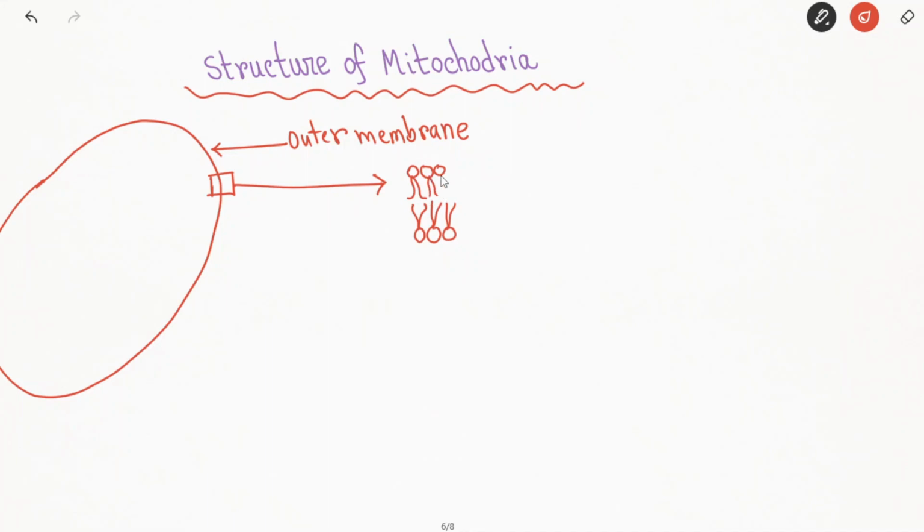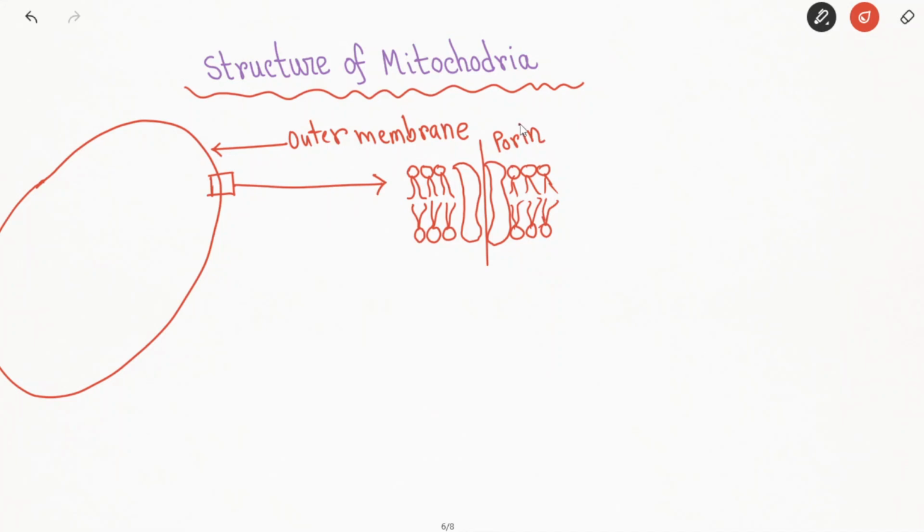So the outer membrane is made of a lipid bilayer. They also have proteins in the membrane, and the proteins form this kind of channel. We will call this channel a porin. And again the lipid bilayer starts, with the fatty acid chains facing each other. We will call this protein channel a porin.